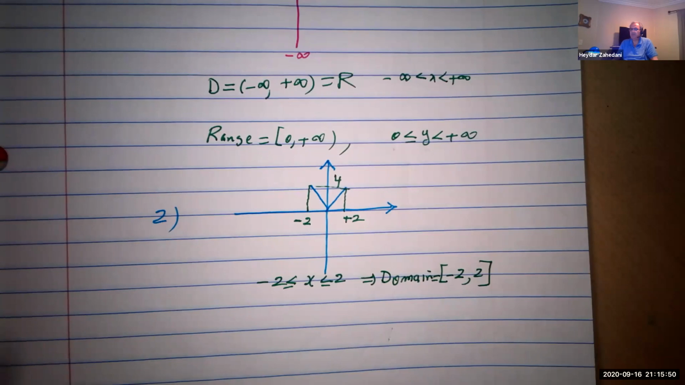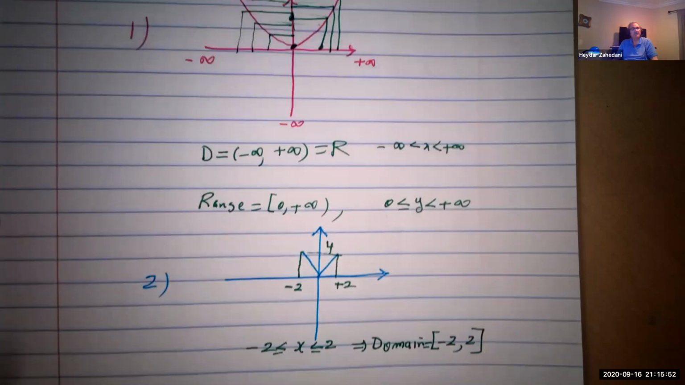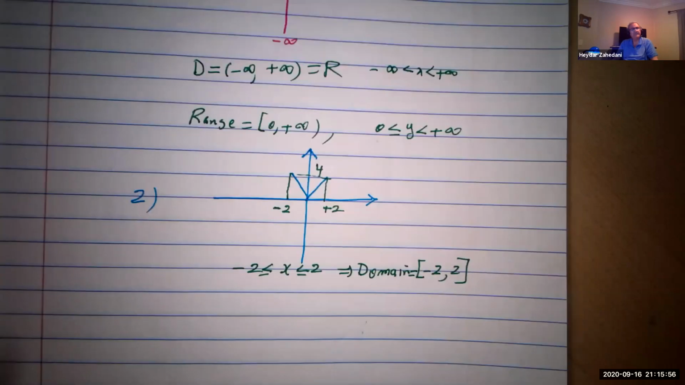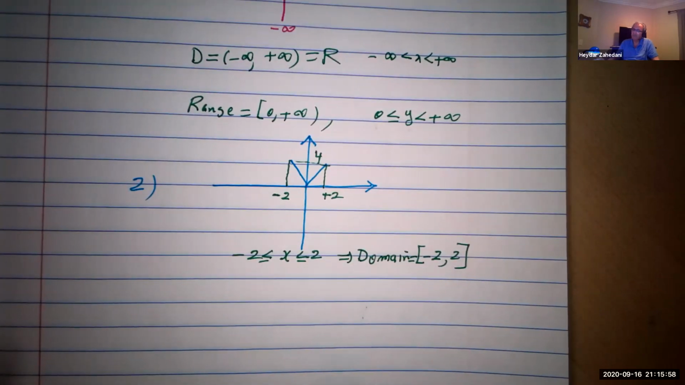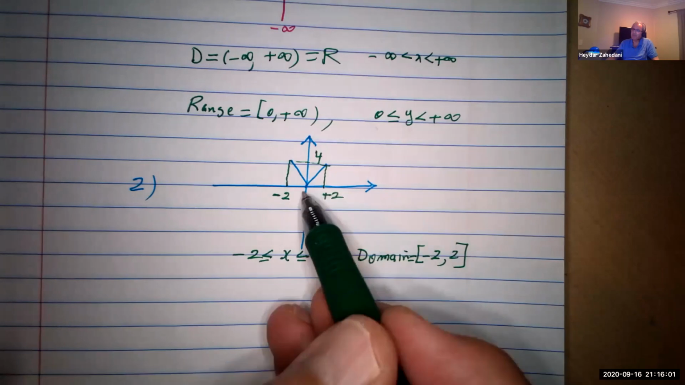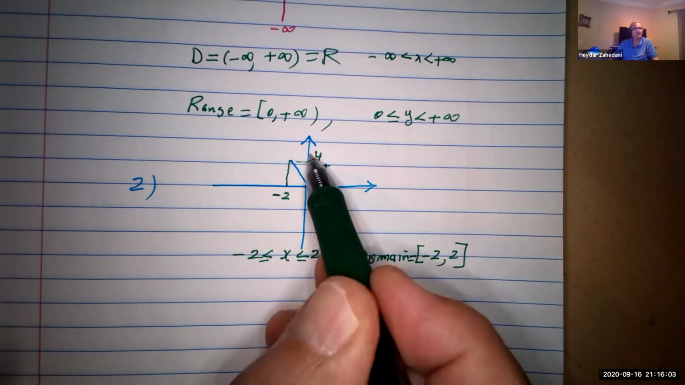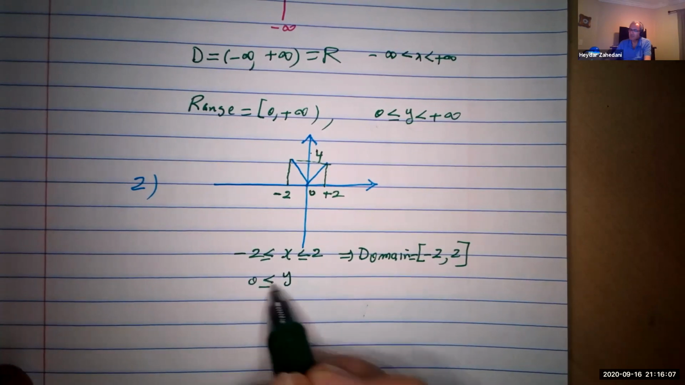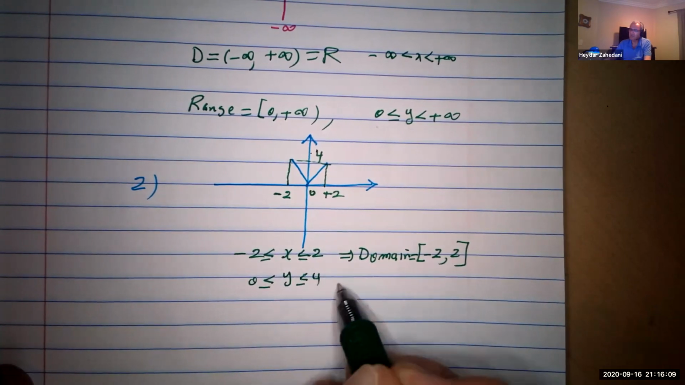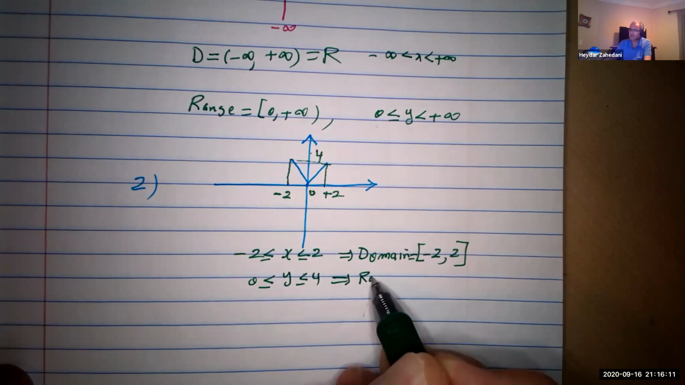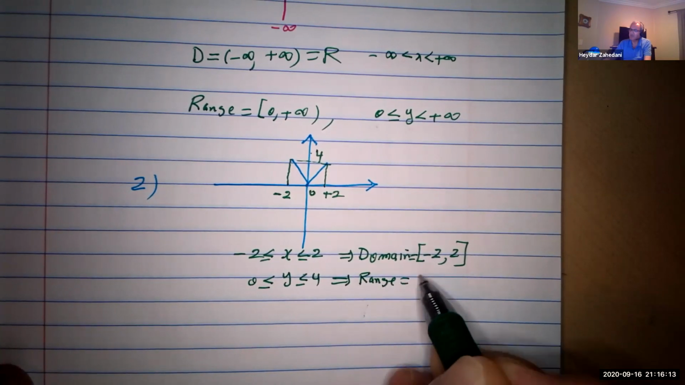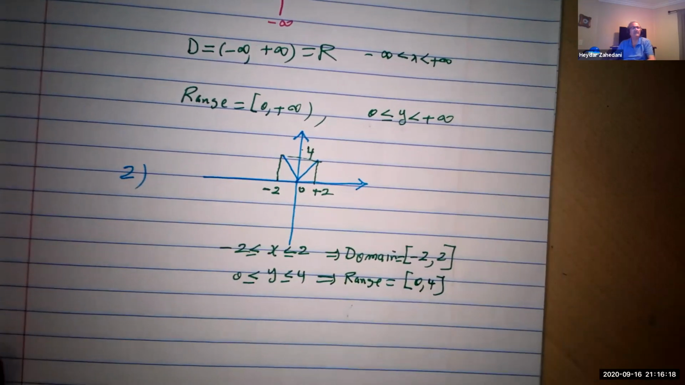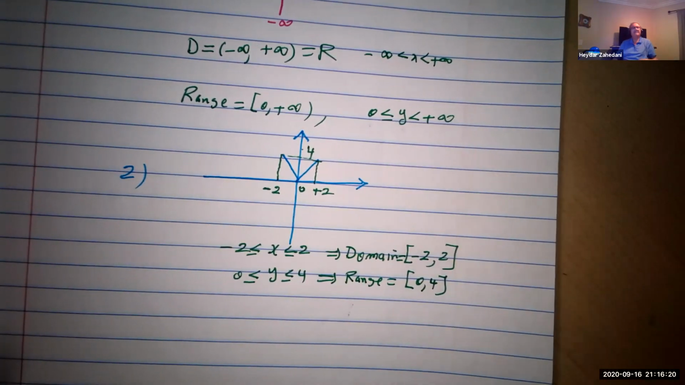You see, this one, there was no restriction. You can go to the right, to the left forever. But they restrict it here. And for the value of y, you start from 0 and go up to 4. So your y is between 0 and 4. This means the range of the function is going to be between 0 and 4. This is the difference between the first part and the second part.